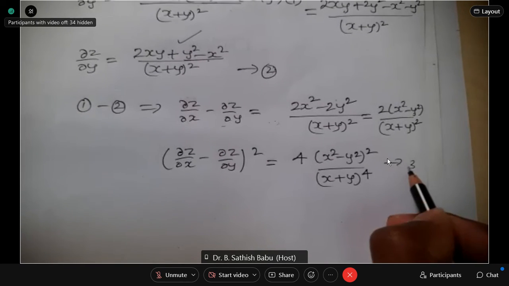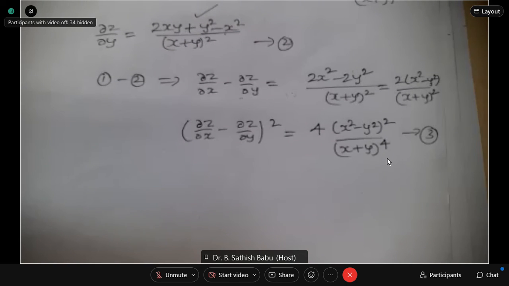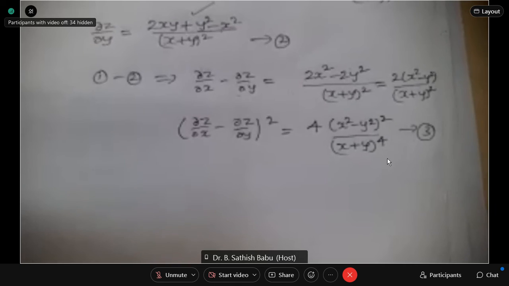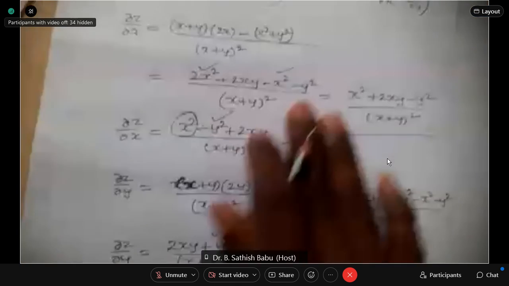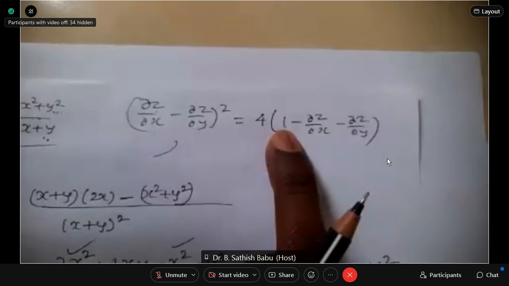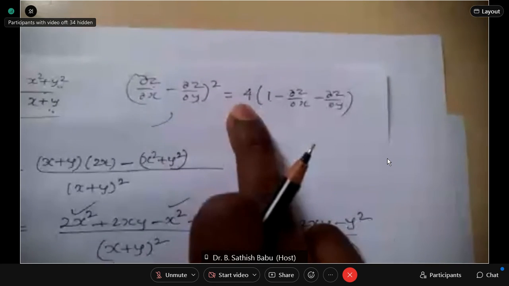Yes, sir. Now, whether I have done it correctly or not, you should tell. Yes, sir. It's correct. Now let me take 1 minus dou z by dou x minus dou z by dou y. Later on we'll multiply this by 4.